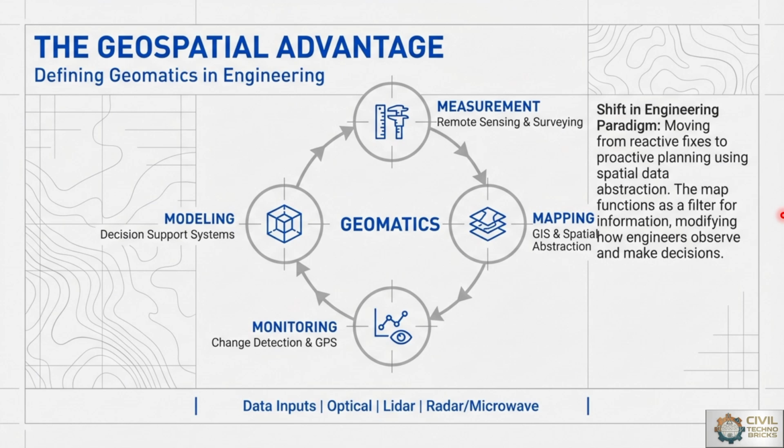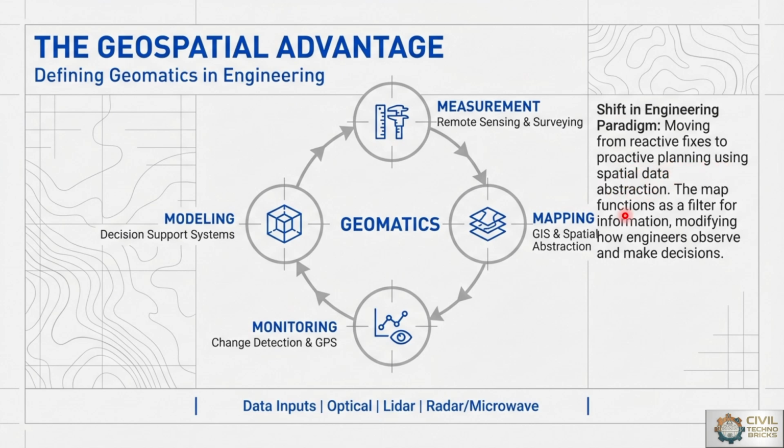drone based data will be more helpful to engineers to observe large areas quickly and cost effectively. Remote sensing becomes more powerful when integrated with GIS for analysis, mapping, and decision making, so that the engineering field is shifting from reactive fixes to proactive planning with reference to spatial data abstraction.